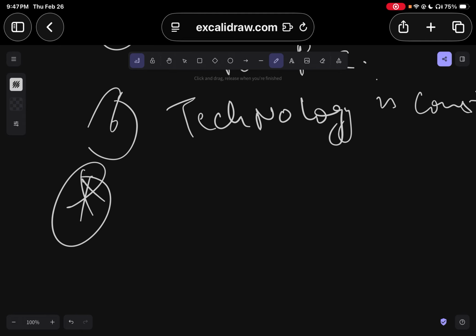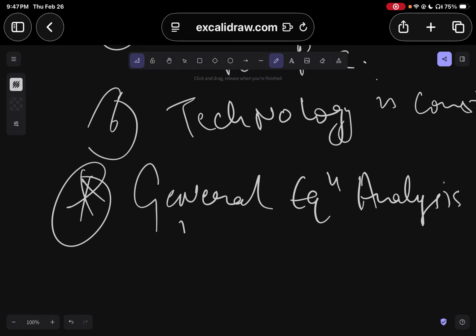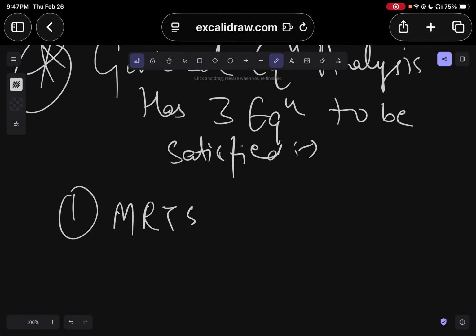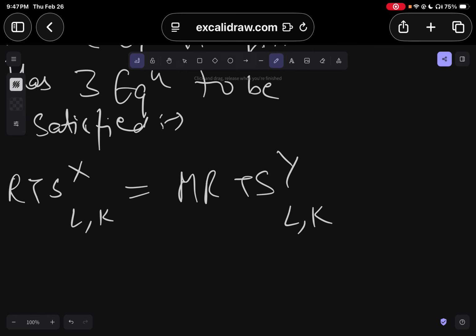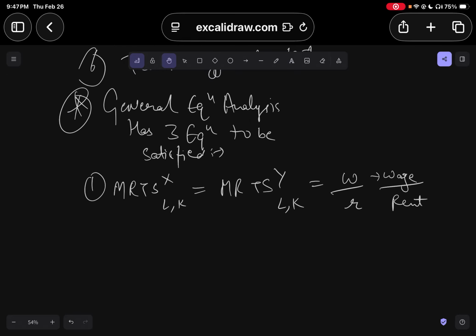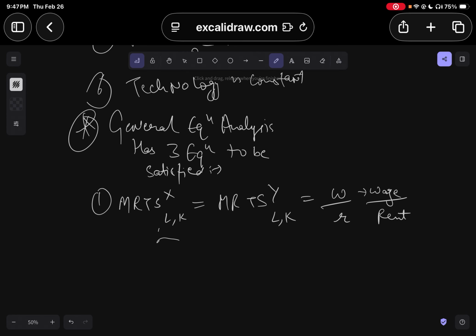Now, general equilibrium analysis has three equations to be satisfied. The first equation is: marginal rate of technical substitution of labor and capital for X commodity is equal to marginal rate of technical substitution for Y commodity is equal to W upon R, that is wage upon rent. This shows equilibrium in production.